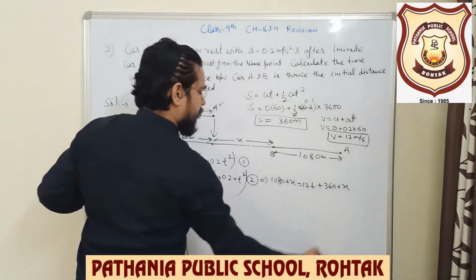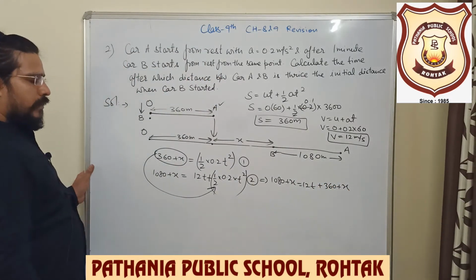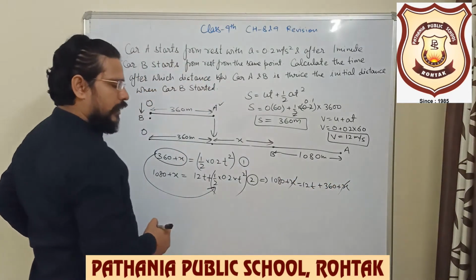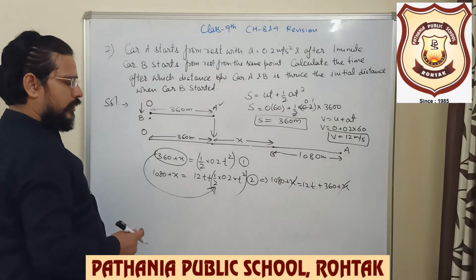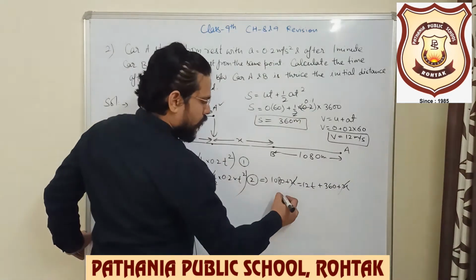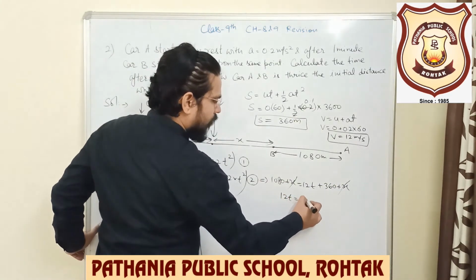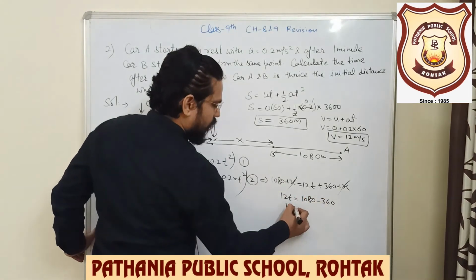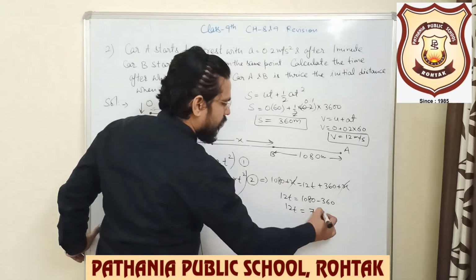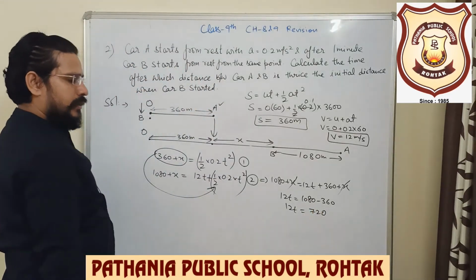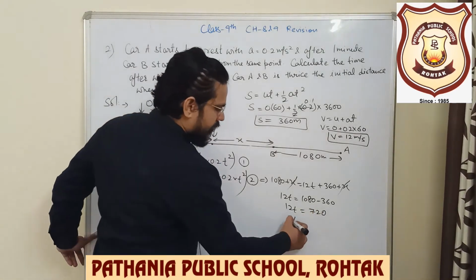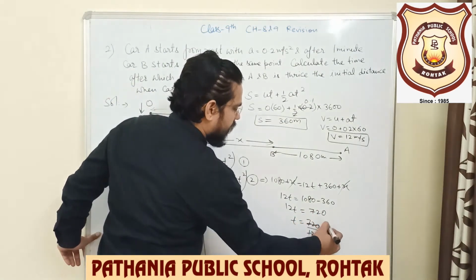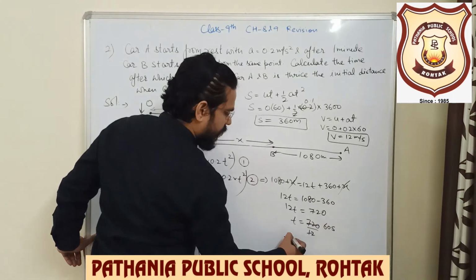360 plus x. Without making the numerical complicated, x and x cancel. We are not interested in the value of x, we need to calculate the time t. So my 12t value will become 1080 minus 360. So 12t is equal to 720, and my t is equal to 720 divided by 12, that is 60 seconds or 1 minute.